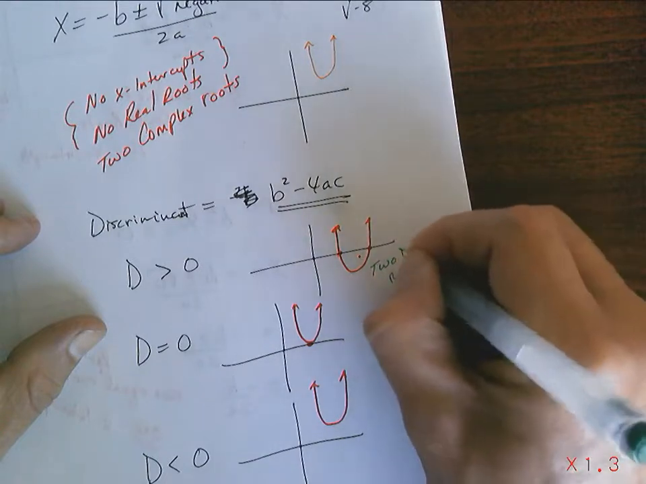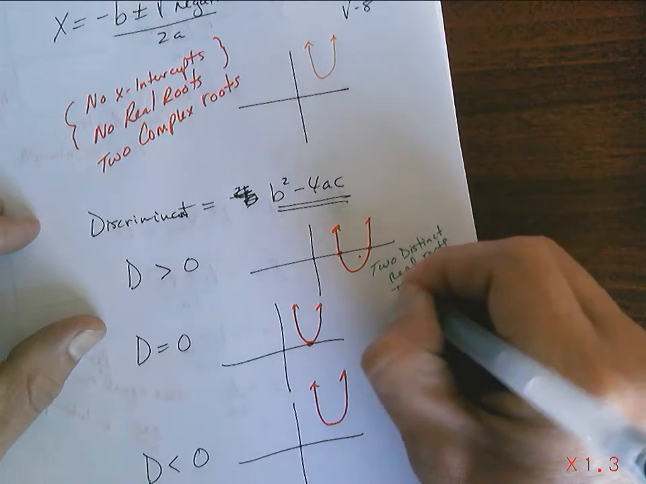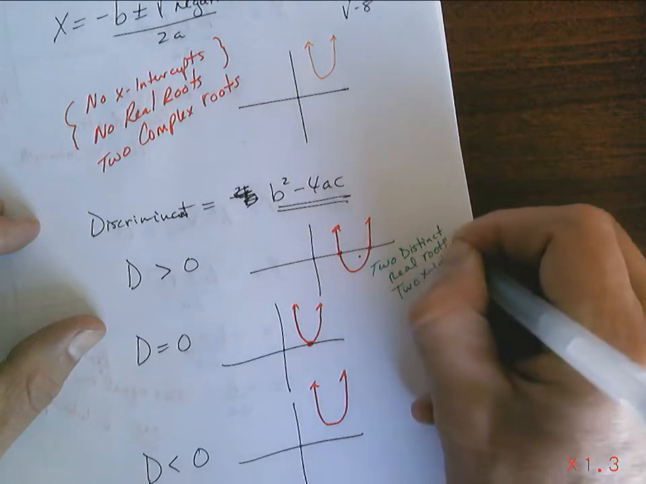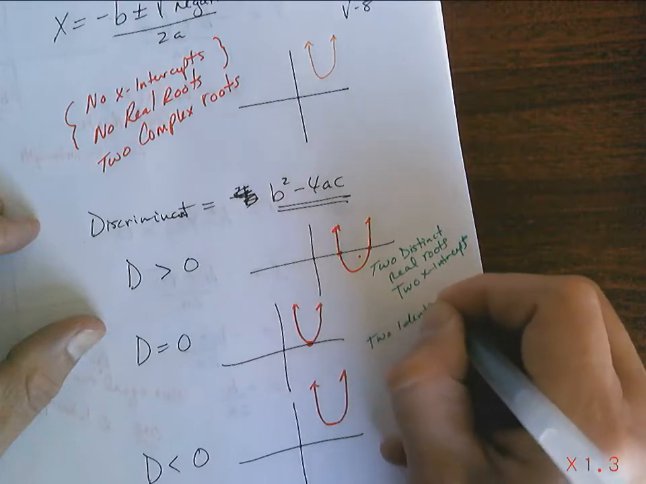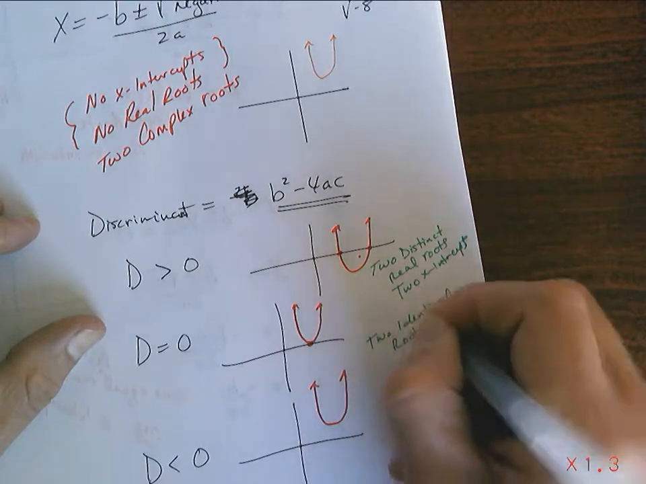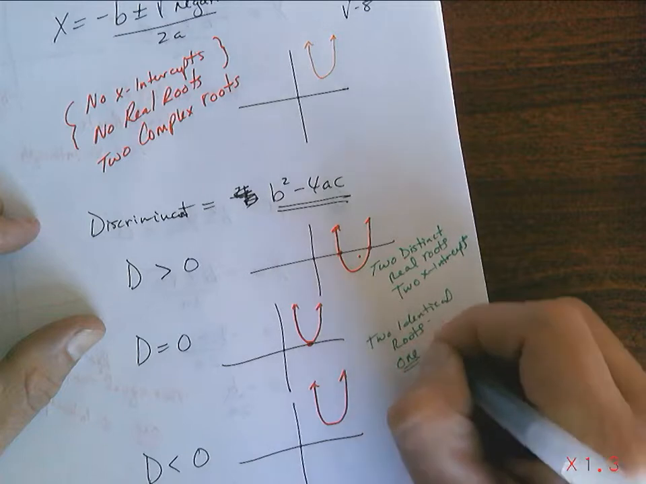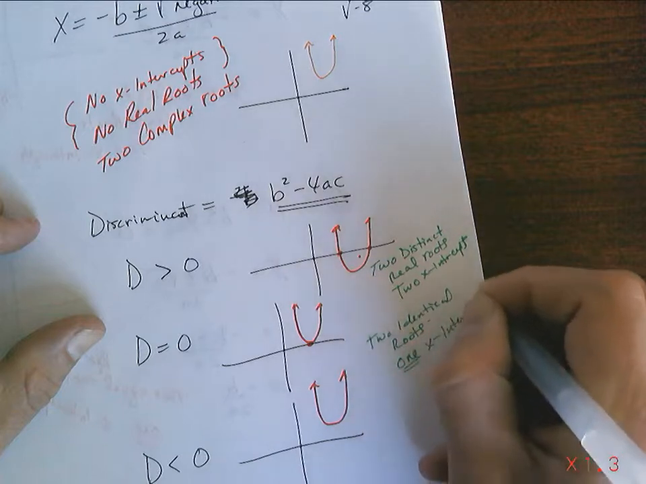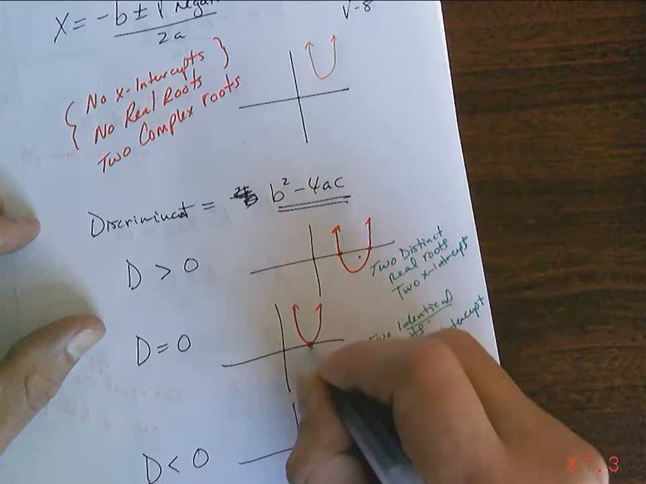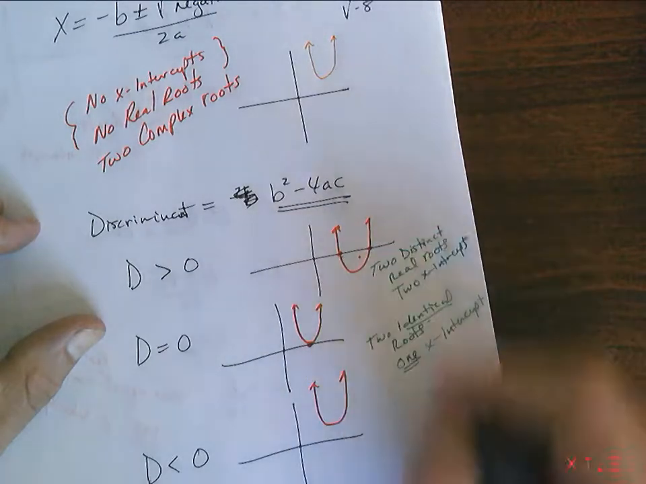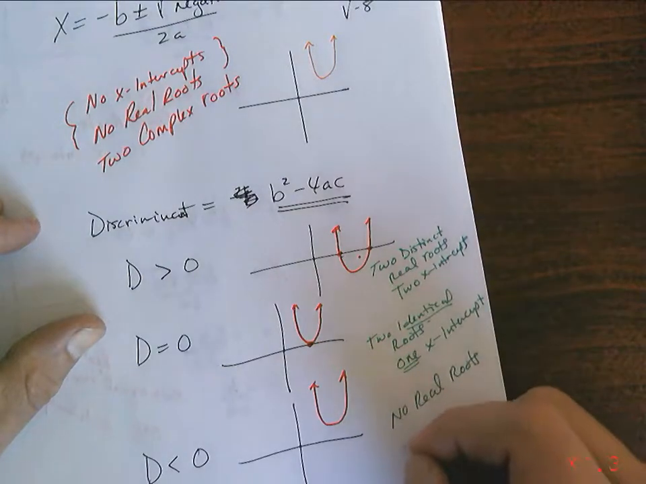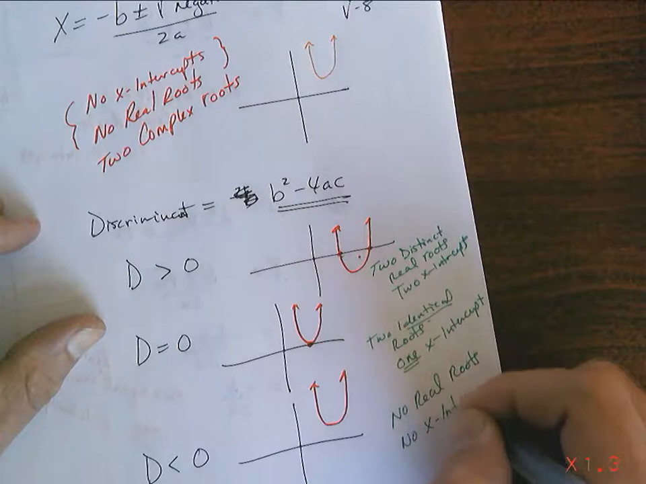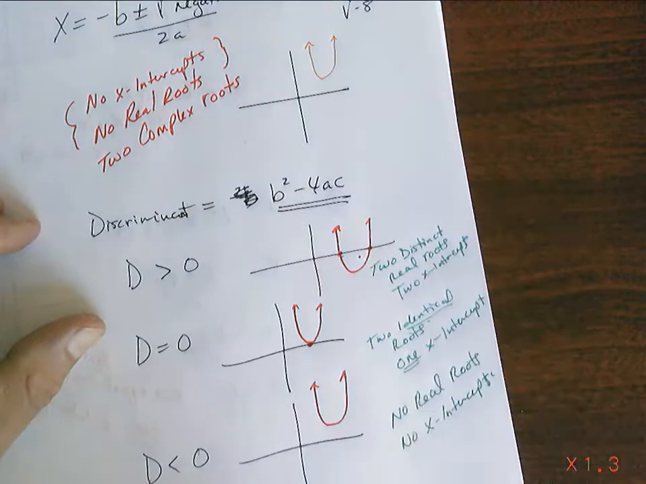So once again, two distinct or different real roots, two x-intercepts. This is two identical real roots and one x-intercept. The word identical here is what makes it the one. The distinct is what gives you the two different ones. And this is no real roots, and that's good enough for us. There are two complex roots, but we don't need that. And there are no x-intercepts. Okay, we'll stop there, and I will be back in a minute.